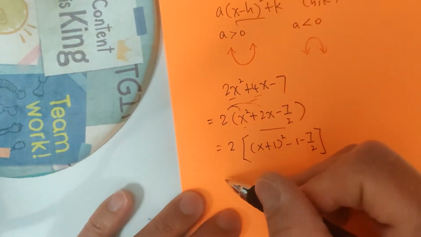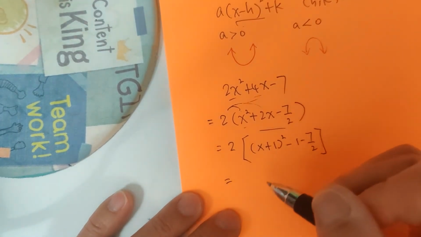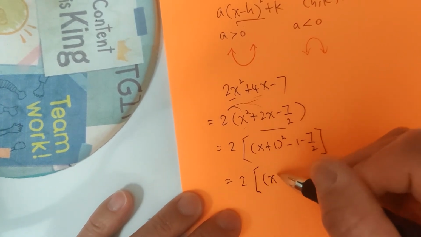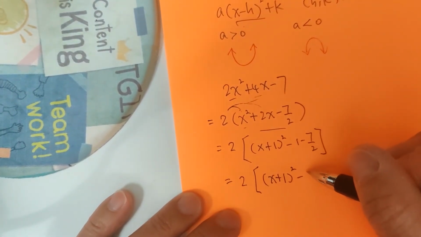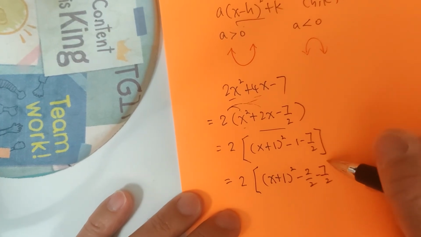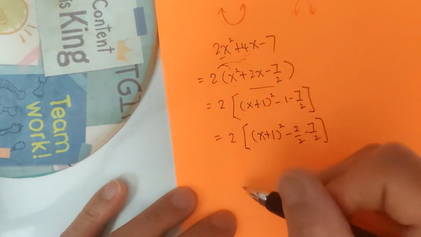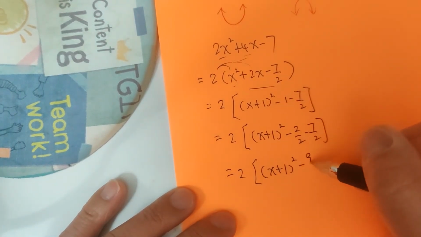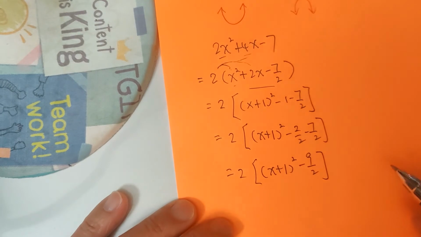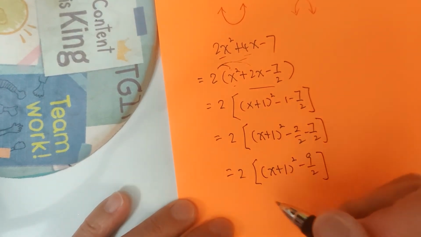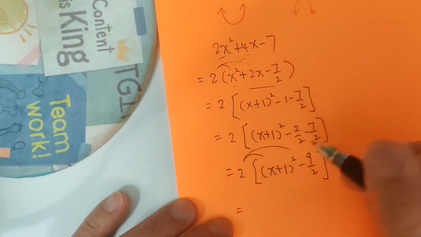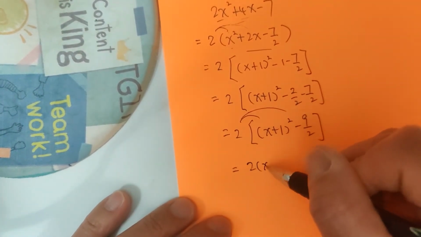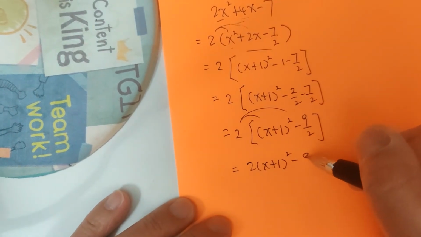Okay, and the next step is so you go to multiply by (x plus 1) squared minus 2 over 2 minus 7 over 2. So you end up having 2 multiplied by (x plus 1) squared minus 9 over 2. Okay, and then the next step is you distribute again, you end up having 2(x plus 1) squared minus 9.